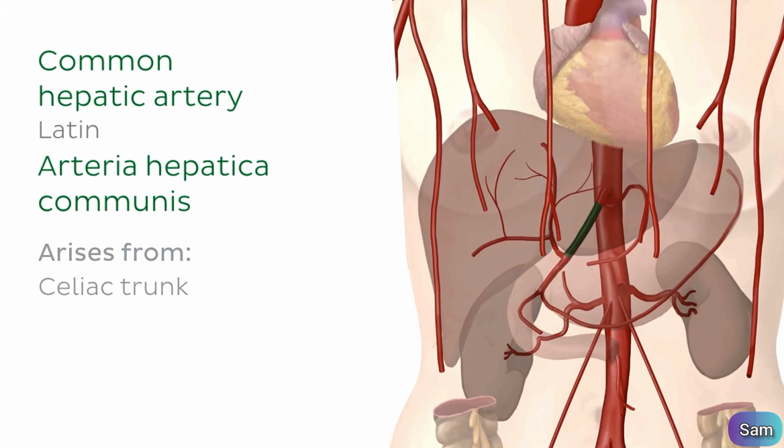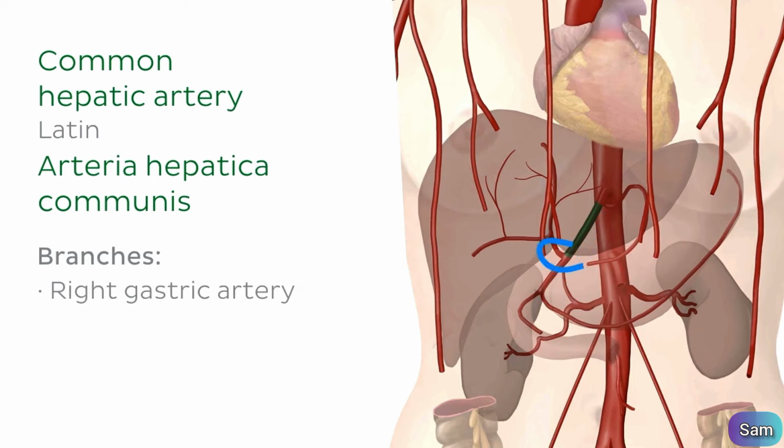Let's talk now about the common hepatic artery, which is the next artery to come off from the celiac trunk. And as you can see in the image, it passes to the right towards the lesser sac, which is the term for one of the compartments of the abdomen, and enters the lesser omentum, another larger abdominal compartment, and it gives off its first branch, the right gastric artery, which, as we saw just now, supplies the lesser curvature of the stomach on the right side and forms an anastomosis with the left gastric artery.